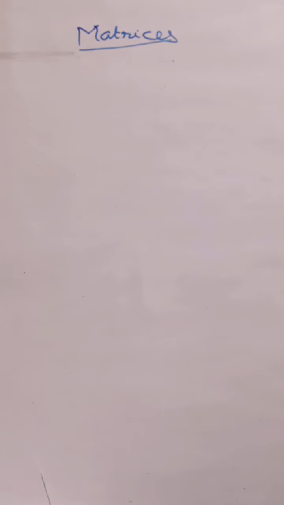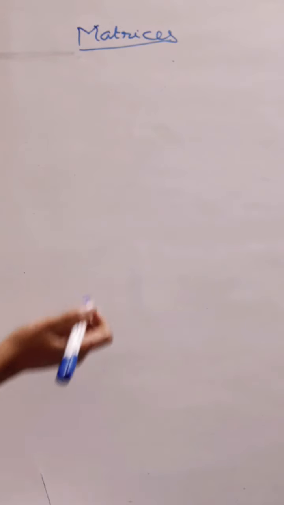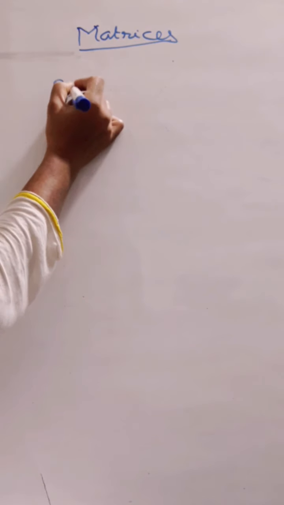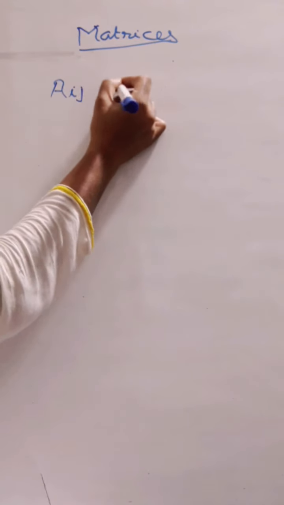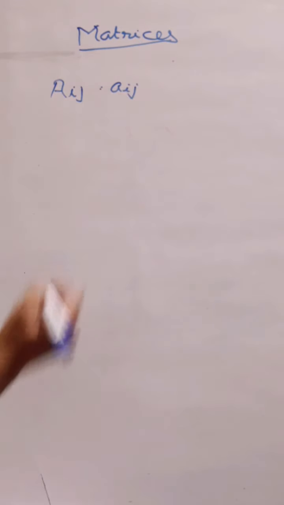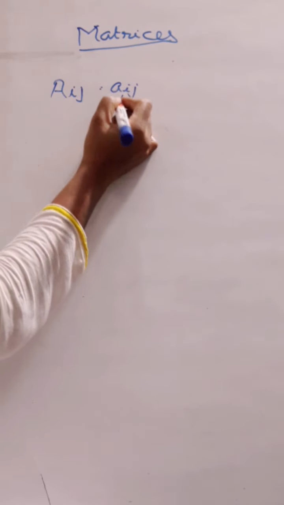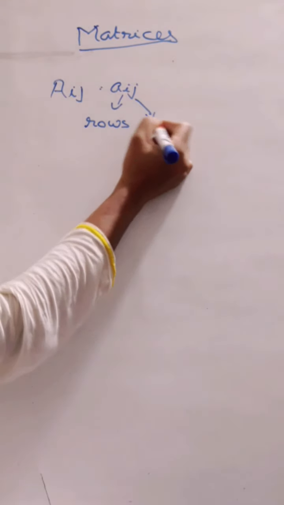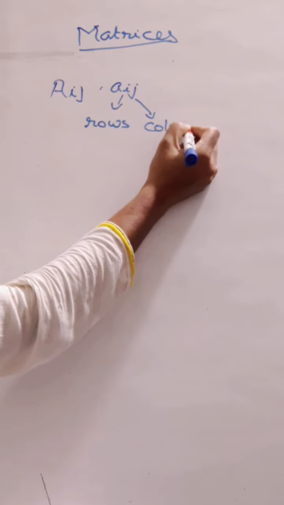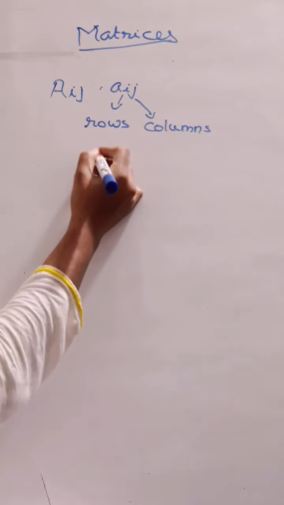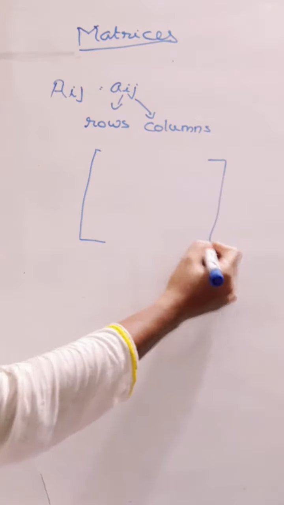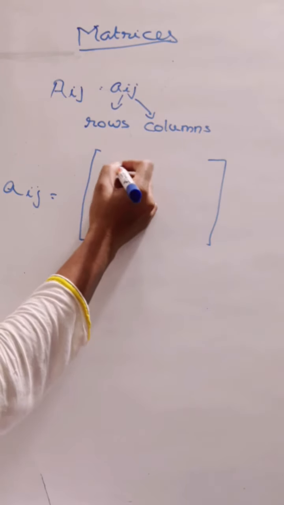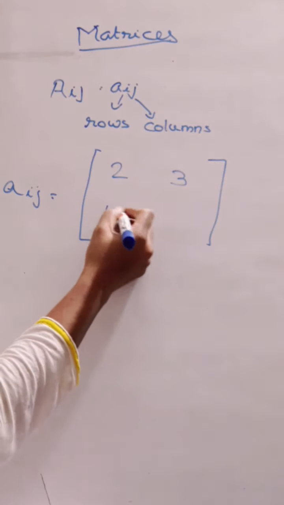We are going to start our new chapter, matrices. Now, matrices, we write it in the form of Aij, or sometimes it is written as a small ij. Here, the first one tells the number of rows and the next one tells the number of columns. Now, if I take a matrix Aij, here I am taking a matrix 2, 3, 4, 6.